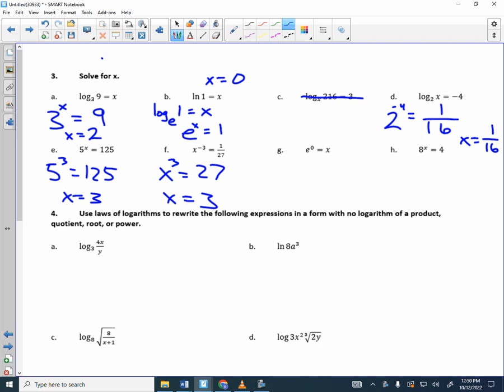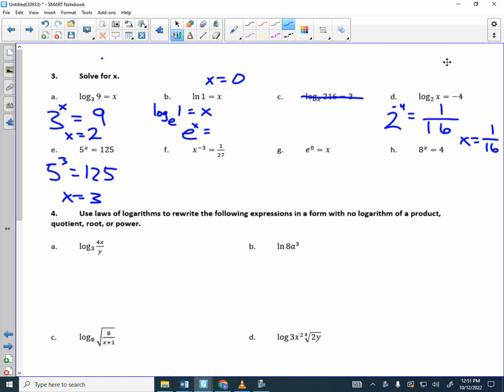Any questions how I did letter F? Nobody? How did you get that? I looked at this situation, and instead of writing x to the negative third, I wrote x to the positive third, and that means you just take the reciprocal. So x to the third is 27. These statements are equivalent. If that doesn't convince you, x to the negative third is 1 over x cubed. So if this statement is true, then this statement has to be true. Now what number do you cube to get 27? 3. So x is 3.